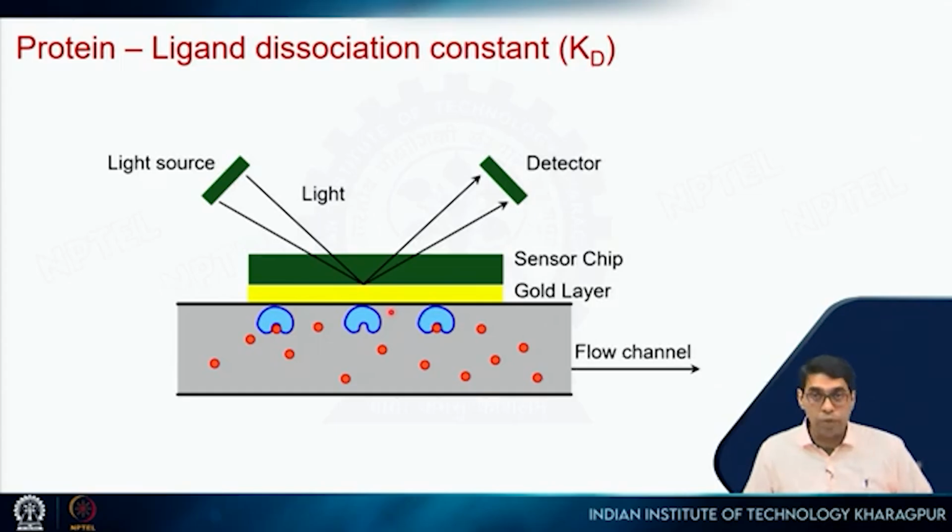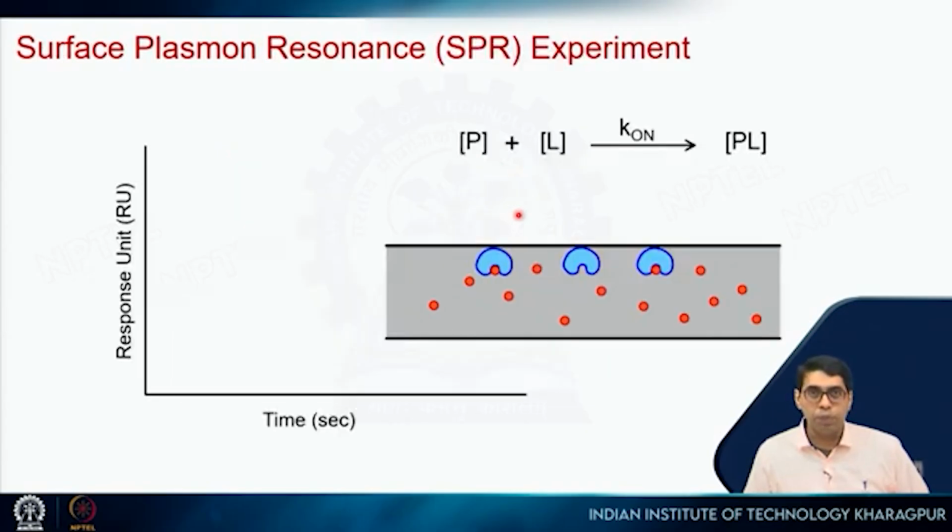So we are not going to go into the details of the physics, but there is a change in the reflection of the light which depends on the amount that is attached here. So if the free protein is there, there will be some signal. If a ligand is bound to it, then the total mass is changed, that signal is changed, right? And that is something that we can detect, and it is called RU, response unit. So it's some arbitrary unit that we refer to.